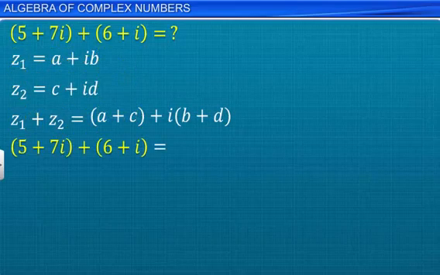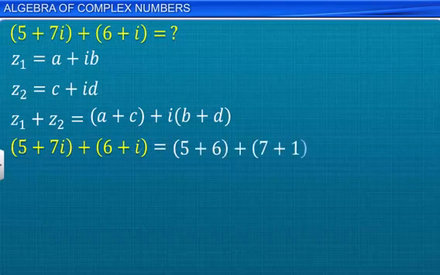Let's find the sum of the given complex numbers. The sum of the real parts of the complex numbers is 11, and the sum of the imaginary parts of the complex numbers is 8. The resultant complex number is 11 plus 8i.